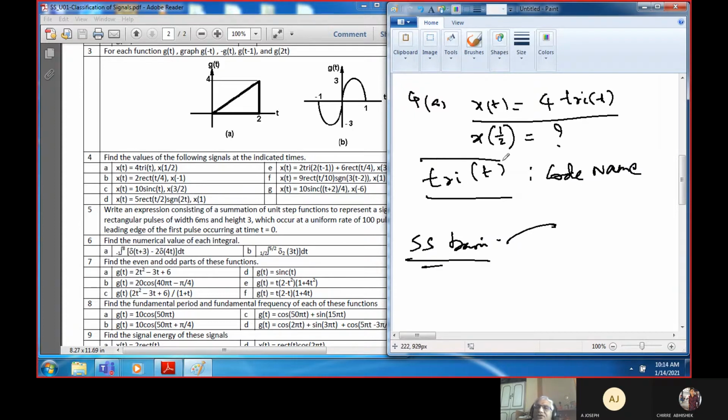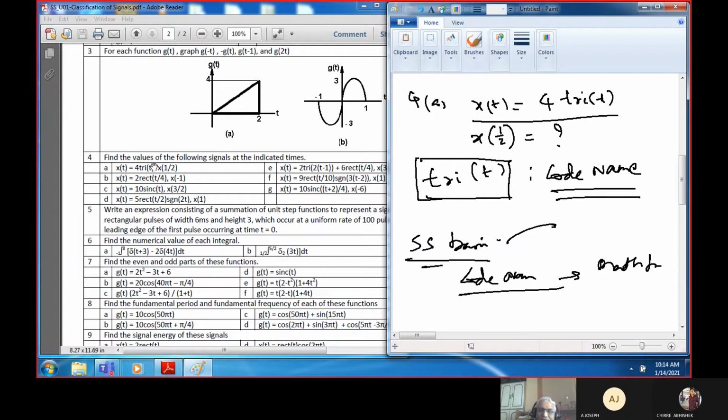Similarly, we have to know how this is mathematically defined. This is a code name. This code name must be converted into the mathematical function. You understand? Once you convert this into the mathematical function, then it is very easy to substitute the value of t here. For example, the first problem A requires for us to understand the tri function. So tri means triangle. Okay, sometimes using common sense also we can do it, but we can always make mistake if you don't know the correct definition of the triangle function.